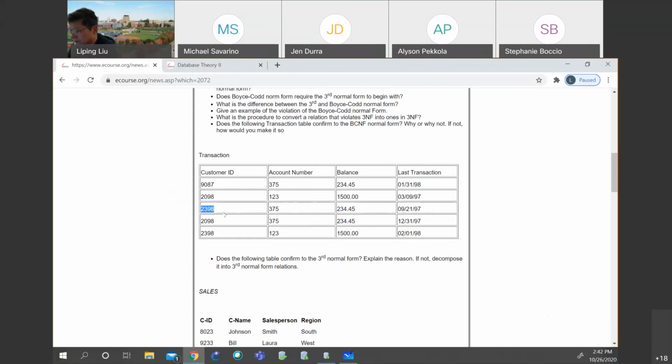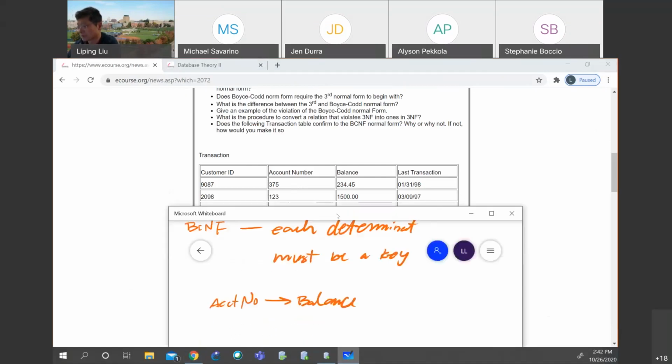So for example, for this owner, 2398, the last transaction was 97. And then 2098, a different customer, still has different transactions. So basically this account belongs to three customers. They all have different transactions. So that's not true.